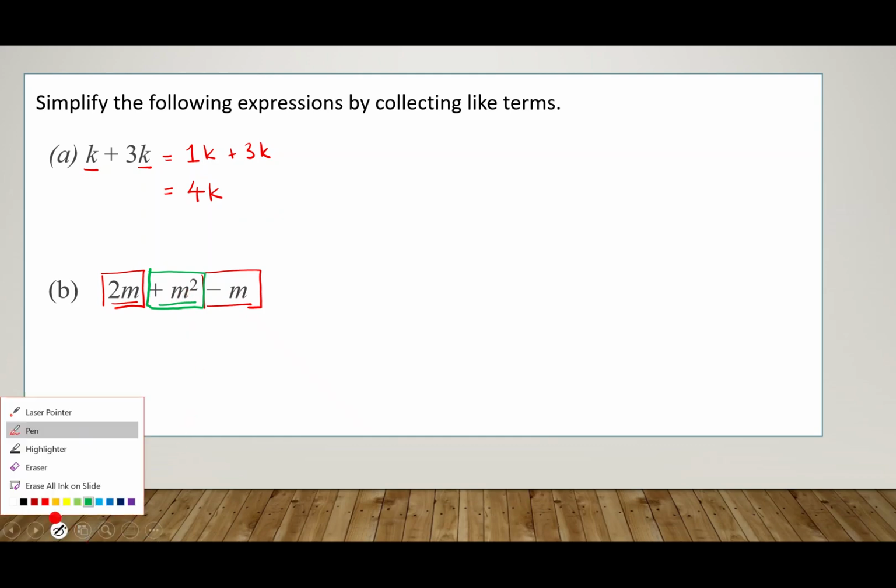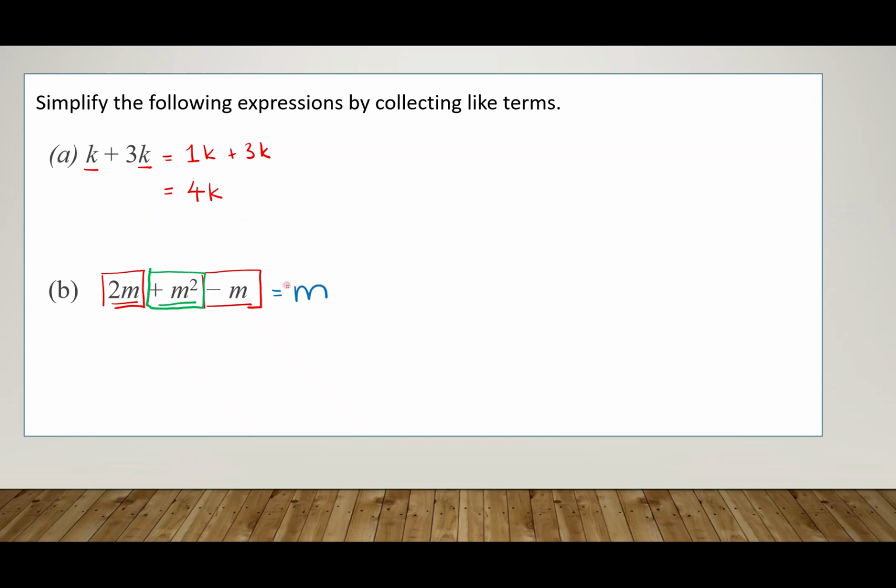Now what I'm going to do is work a colour at a time to simplify. So I'm going to start with my m's. So I've got my 2m and I've got a minus 1m. So my 2m subtract 1m actually leaves me with 1m. And we don't need to write the 1, although you can if you wanted to. And lastly, I've got that m squared. So like I said, we can't simplify it because it's not like. This is our final simplified answer. We've got an m term and an m squared.